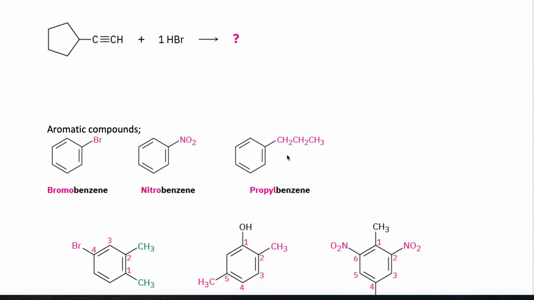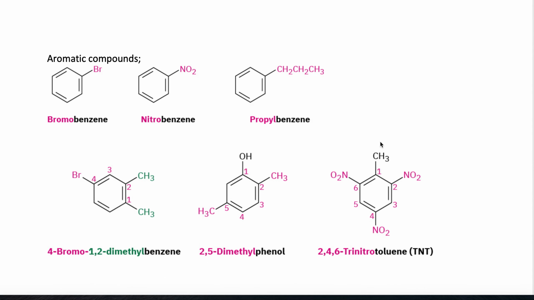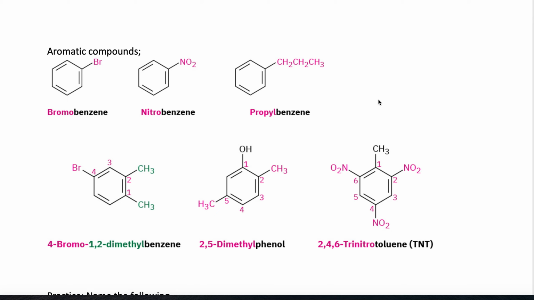Now, moving to the last topic for this chapter, that's aromatic compounds. Any molecule with benzene, a hexagon with 3 double bonds. If there's a bromo, one branch, we don't have to number it, it's bromobenzene. Nitrobenzene, NO2. Propylbenzene, 3 carbons.